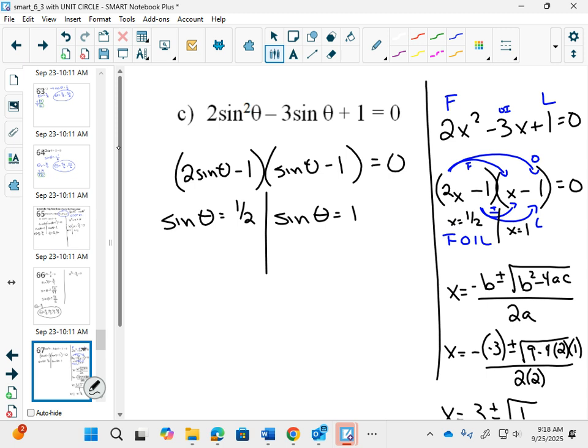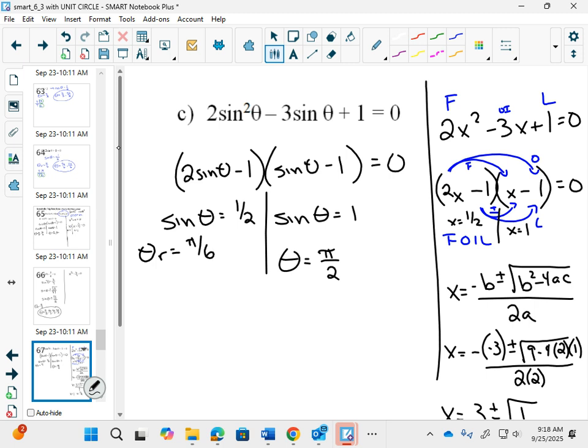This is your axes family. Axes family ones, I just write my answer down. Where is your y coordinate 1? Pi over 2. Other ones, what's your reference angle?